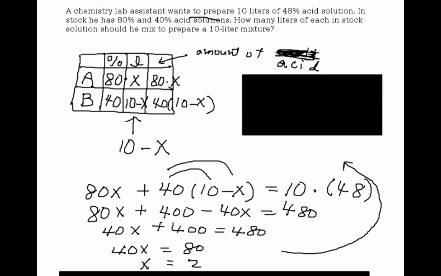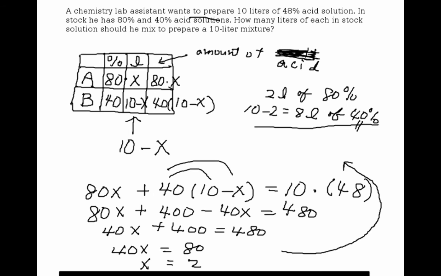You see X would be equal to 2. Don't forget the unit. 2 means what? 2 liters, right? So here we would have at the end 2 liters of 80%, 10 minus 2, 8 liters of 40% we need in order to have that strength that we're looking for.